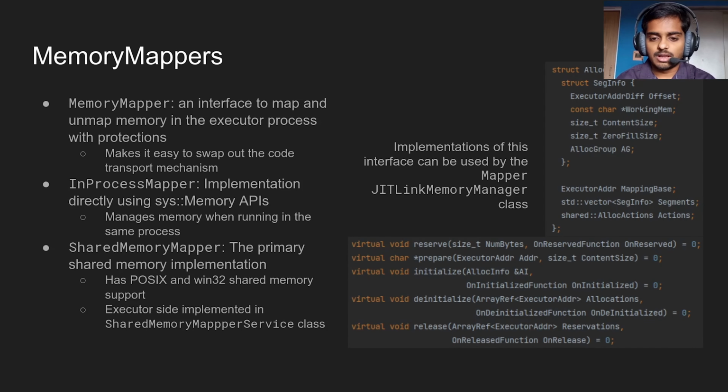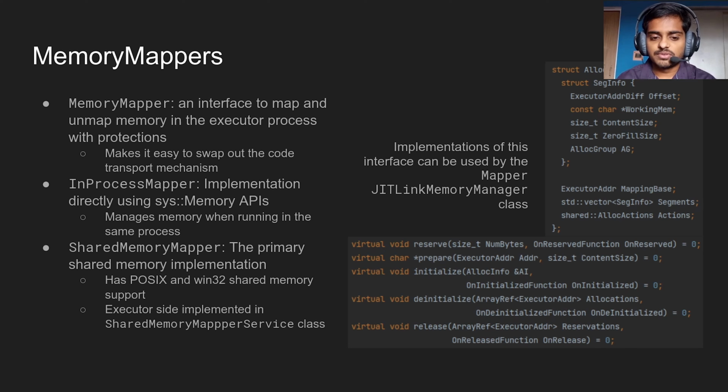Now, to achieve this, we had a two-step approach. First, we introduced the MemoryMapper interface. This is like a pluggable transport layer abstraction that abstracts the lower level operations like interacting with OS APIs, shared memory APIs, or actually allocating memory. We have two implementations, the InProcessMemoryMapper and the SharedMemoryMapper.